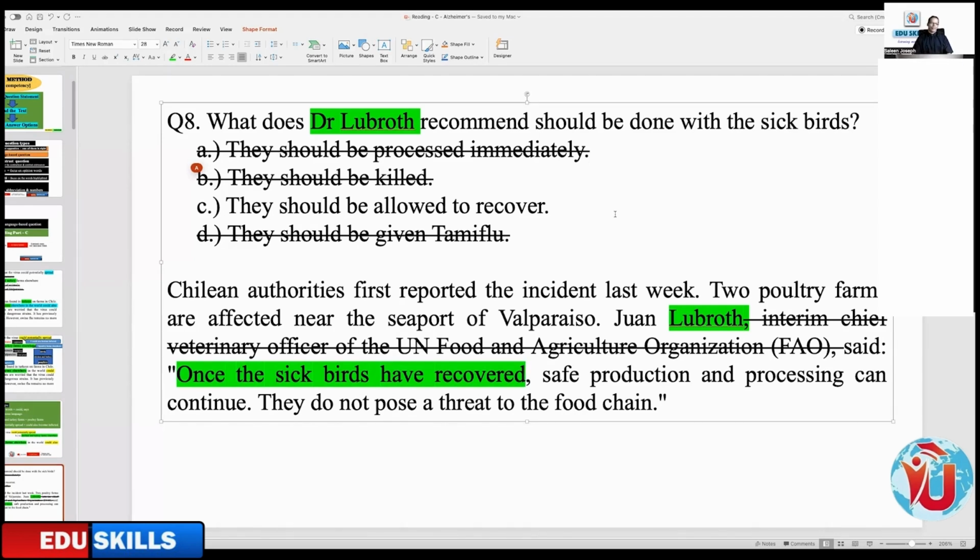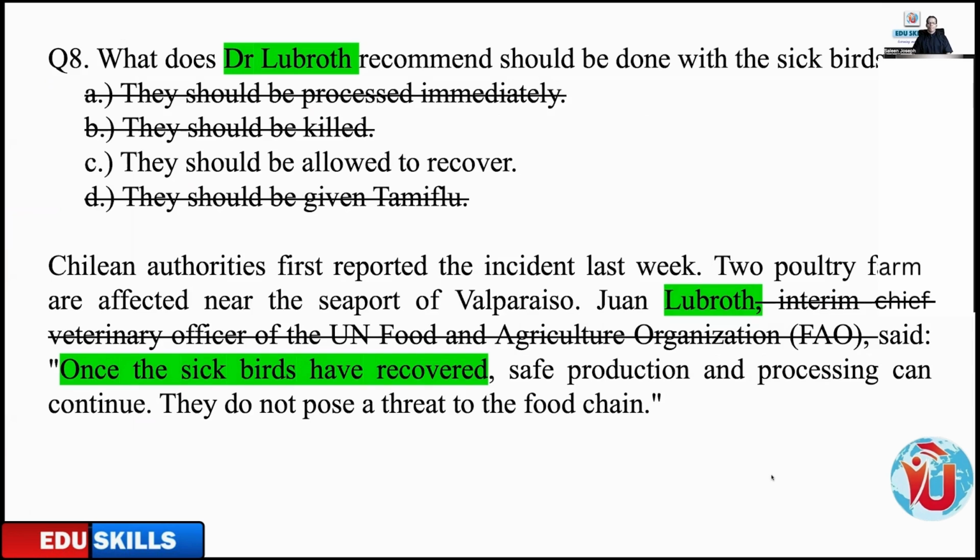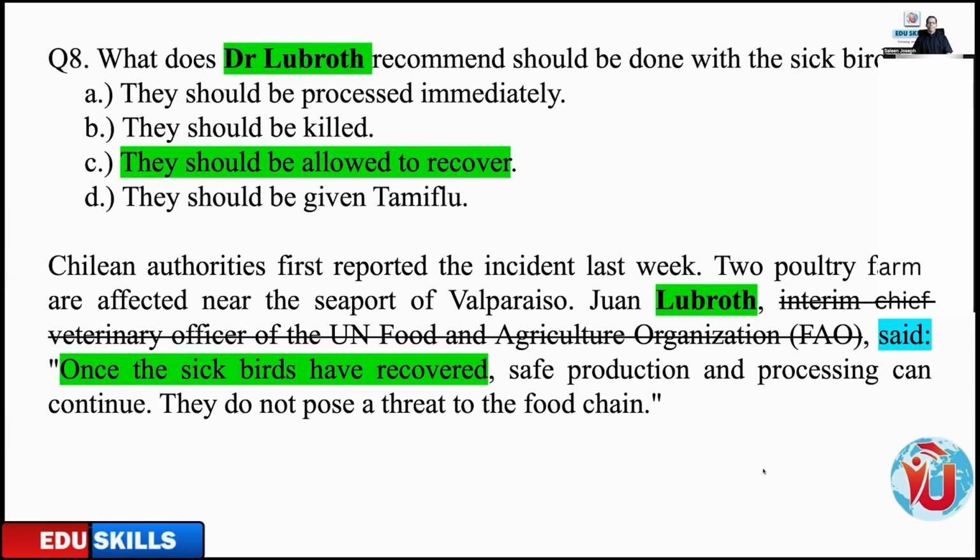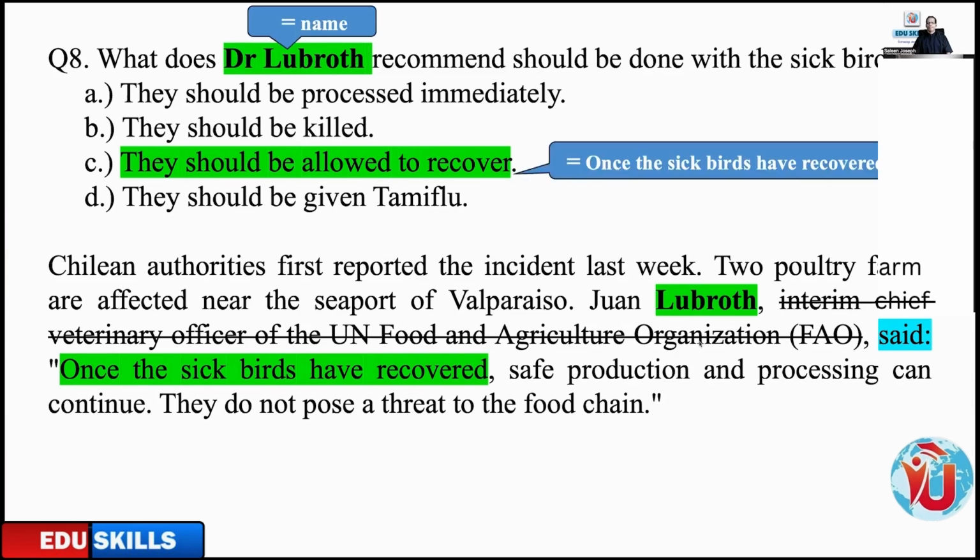Okay, so it is synonymous. Once it should be recovered. Hope you have understood. The answer is straight away there. Go to the name and find out the answer. Okay, now you see the name is there. Once the sick birds have recovered, they should be allowed to recover is a synonymous expression.